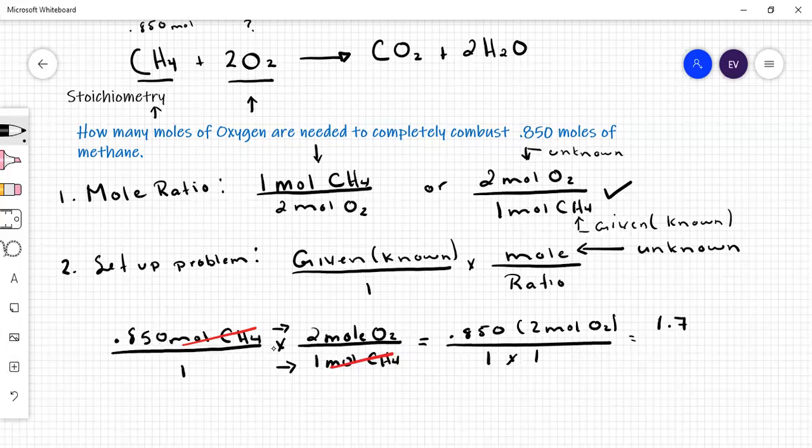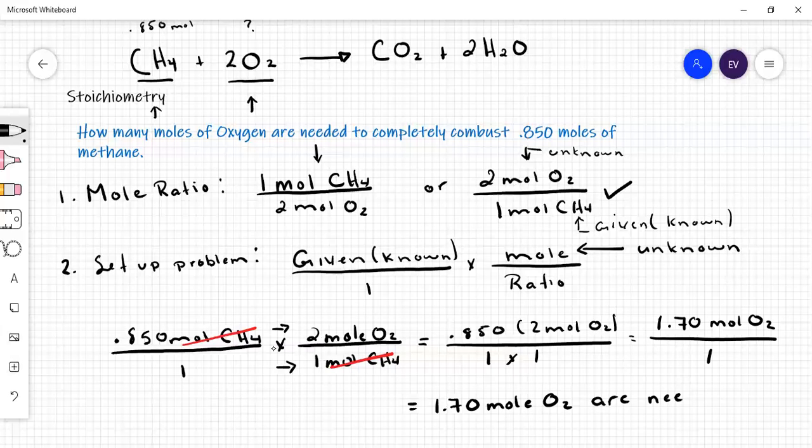1.70 moles of O2 divided by 1. Anything divided by 1 gives me the same number again. So to solve this problem, we use the mole ratio and we determine that we need 1.70 moles of O2 to completely combust 0.850 moles of CH4.